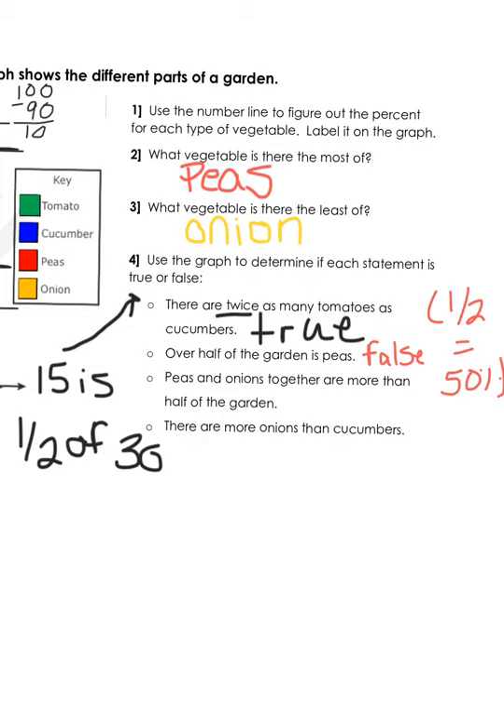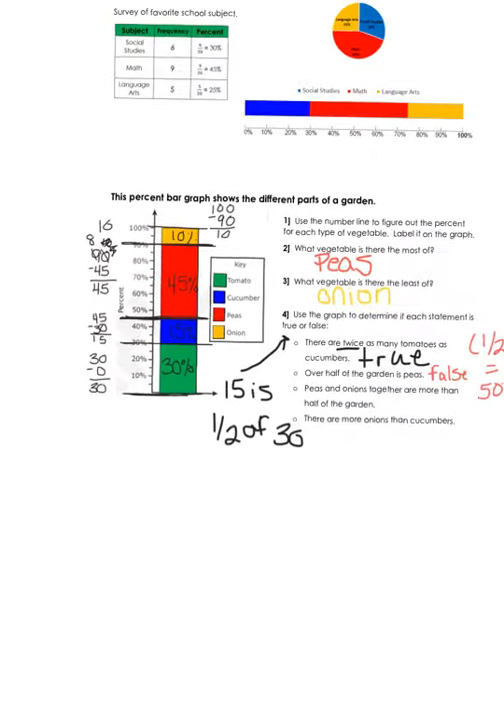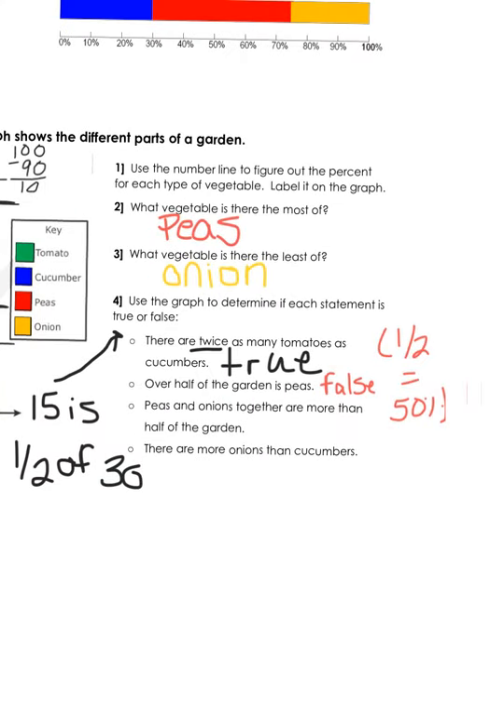Okay, the next question asks, peas and onions together are more than half the garden. Well, let's see. The peas is 45 and the onion is 10. So let's see. 45 plus 10 is 55. And 55% is more than half, so this is true.